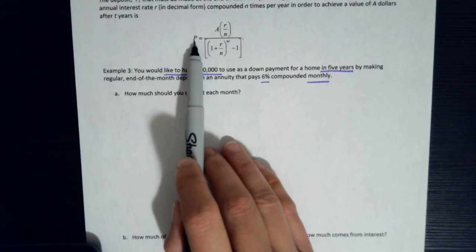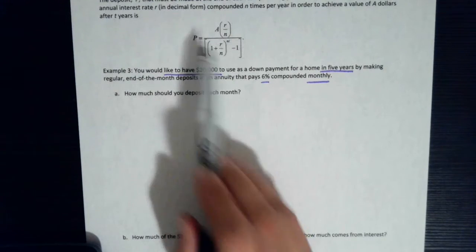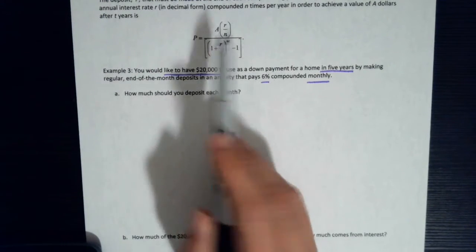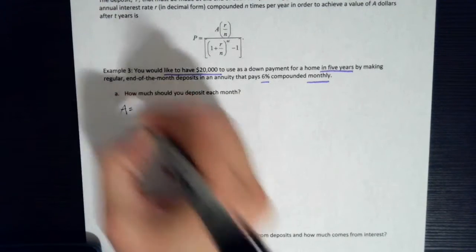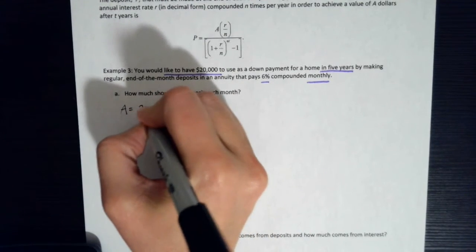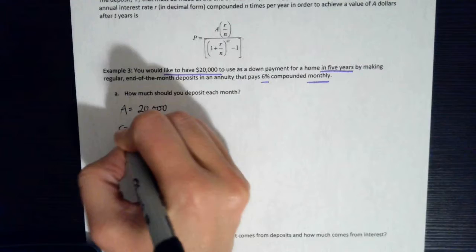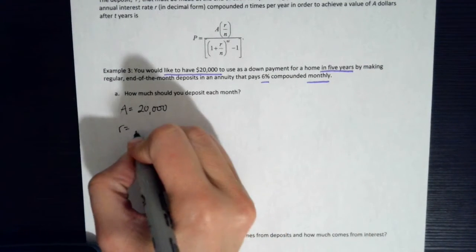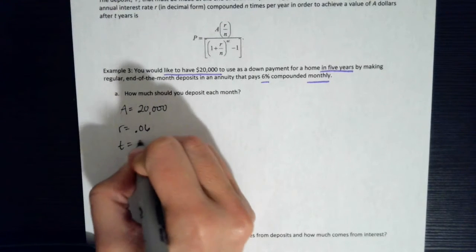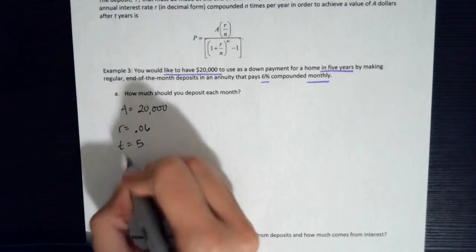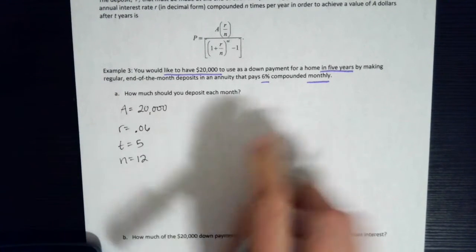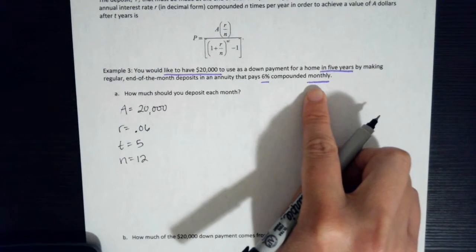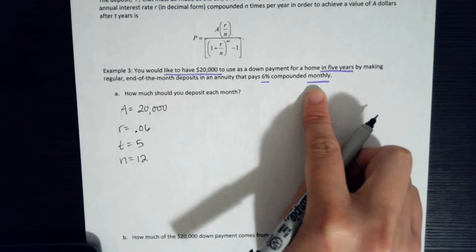So our P is what we're looking for. We're trying to figure out how much you should deposit. Our A is the goal, so for this problem, it's 20,000. Our R was 6%, and remember we need to change it to a decimal, so 0.06. Our time is 5 years. Our N is going to be 12 because it says monthly right here, and there are 12 months in 1 year. So do we have all our letters?